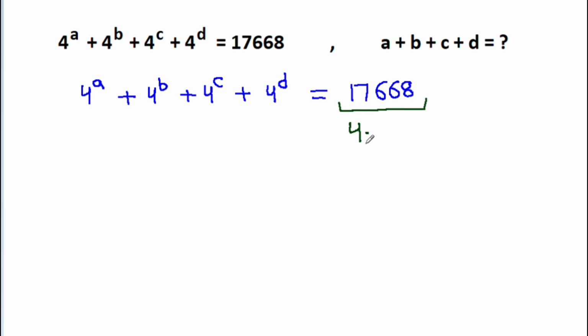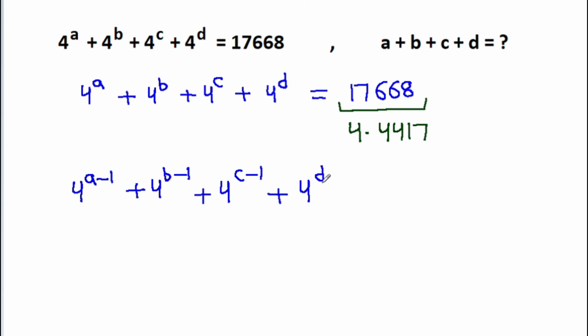17,668 is 4 times 4,417. And now, if we divide both sides by 4, then 4^(a-1) + 4^(b-1) + 4^(c-1) + 4^(d-1) will be 4,417. And now 4,417 is 4,416 plus 1.